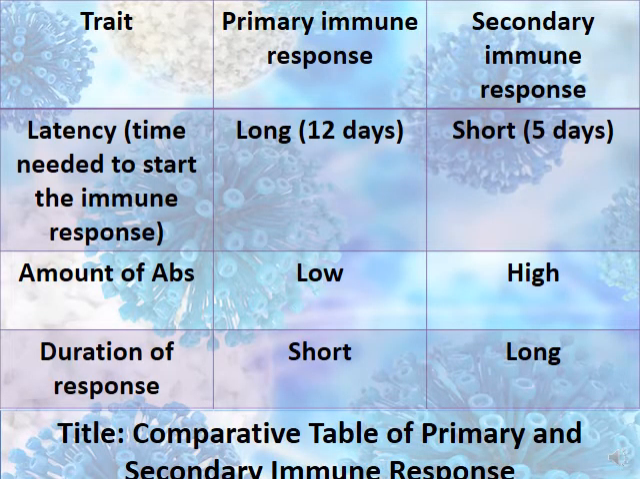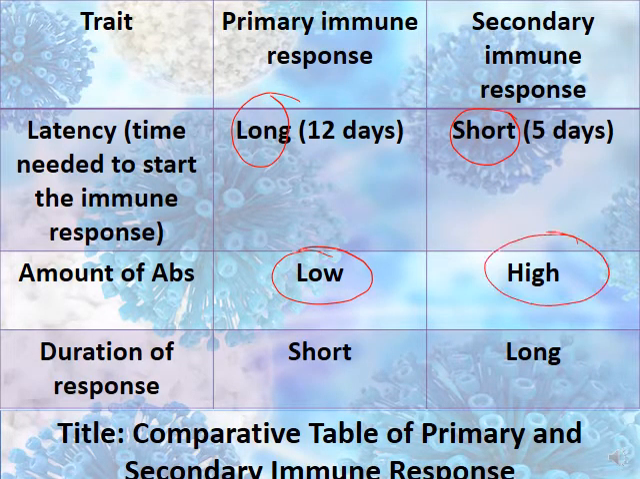This table shows the comparison between the primary and the secondary immune response. It shows the latency, which is the time needed to start the immune response, the amount of antibodies, and the duration of the response. Latency is long in the case of the primary and short in the case of the secondary. Low amount of antibodies in the primary, high amount of antibodies in the secondary. Short duration of response in the primary, and longer duration in the secondary immune response.